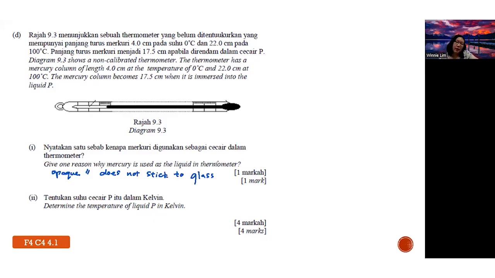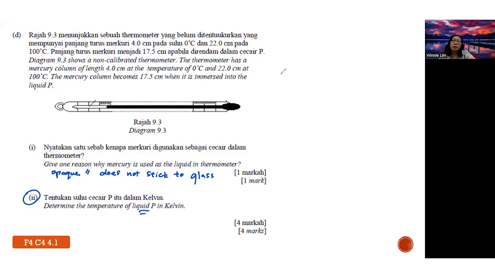Okay, and there will be more later on. I will show you more for the answer. Next, you're going to determine the temperature of liquid P. If the thermometer is not calibrated, it means you are not given a scale.